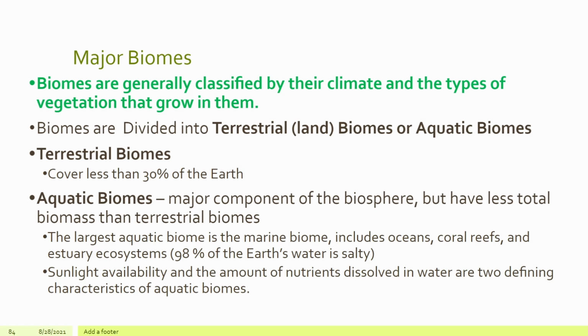But the largest aquatic biome is the marine biome: the oceans, coral reefs, and estuary ecosystems, where 98% of the Earth's water is salty. Sunlight availability and the amount of nutrients dissolved in water are two defining characteristics of aquatic biomes.